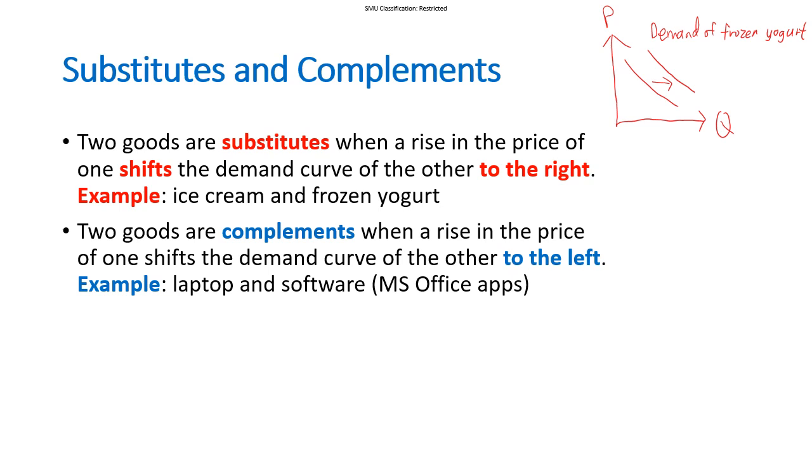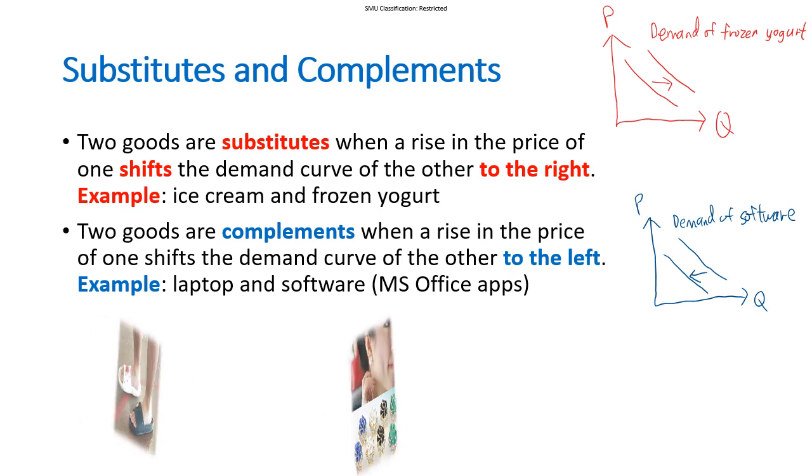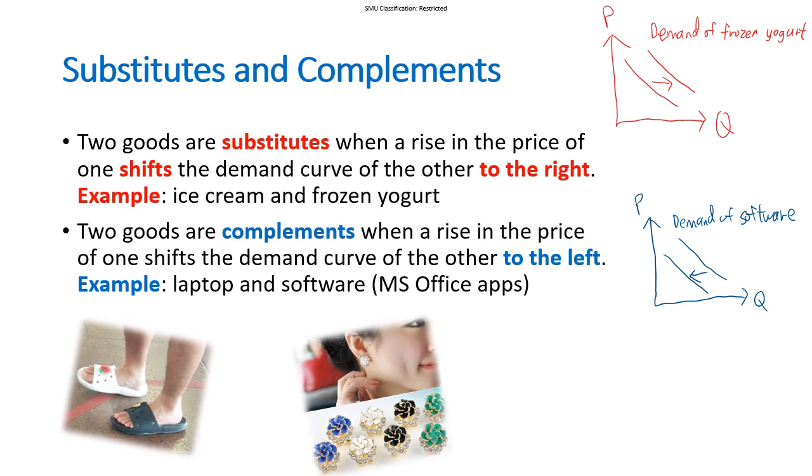Laptop and software are complements to be used together by the consumers. When the price of laptop increases, the consumers will buy fewer laptops and fewer subscriptions to software. Therefore, the demand for software will decrease, represented by a leftward shift in the demand curve. How about goods shown here?